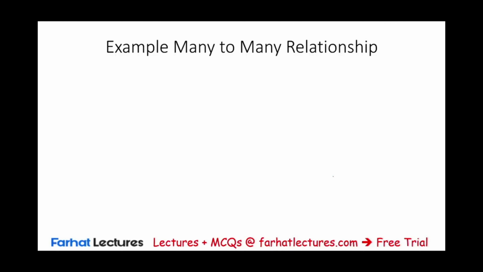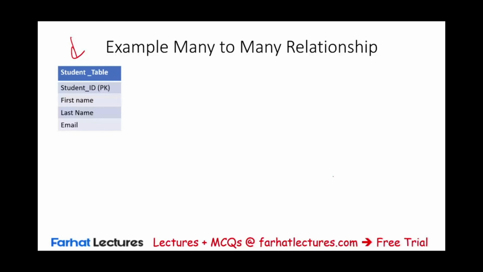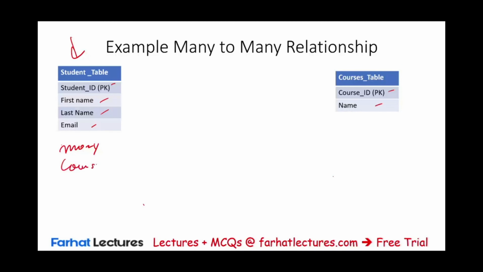So let's take a look at this example to illustrate the concept. We could have a student table at a particular school or university with the student ID as the primary key, first name, last name, and email addresses. We could also have courses at that university where we have course ID as the primary key and the name of the course. Now we know that any particular student could be enrolled in how many courses? You could be enrolled in many courses. You don't have to be enrolled in one course. So any particular student could be enrolled in many courses. At the same time, any particular course could have many students.